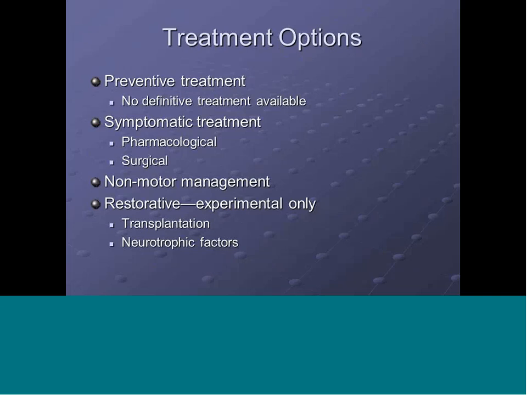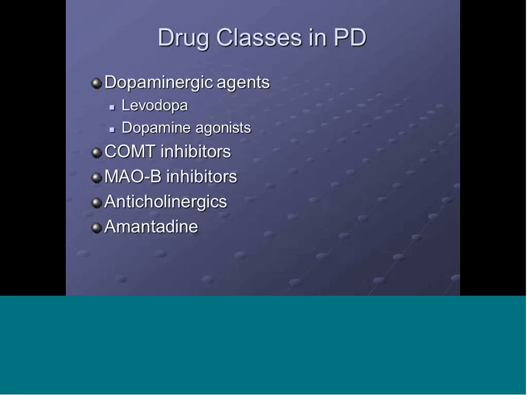Symptomatic therapy includes both pharmacological and surgical. Parkinson's also includes non-motor symptoms, so we have to look at those as well. And then experimental therapy is available as well. So the big classes used in typical Parkinson's disease are dopaminergic agents such as levodopa, dopamine agonists, catechol-O-methyltransferase inhibitors, and MAO-B inhibitors. MAO-A is also available, but typically MAO-B inhibitors are safer and more commonly used. Anticholinergics and amantadine are also used.